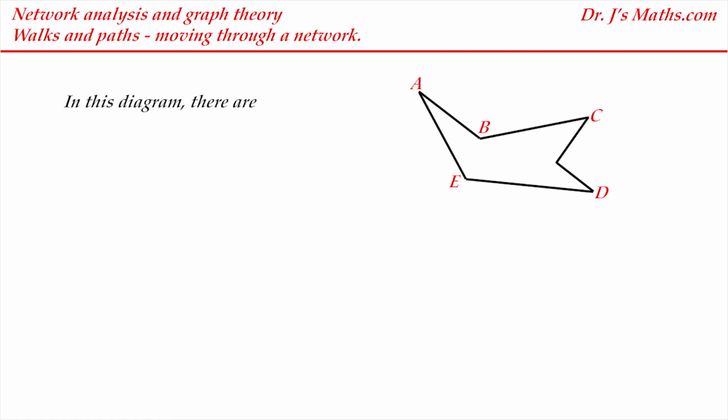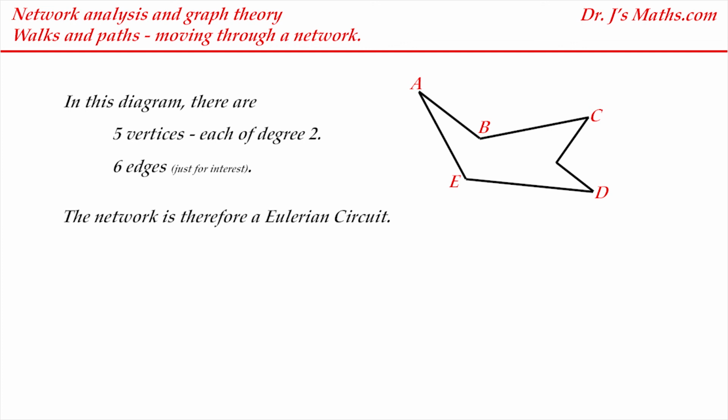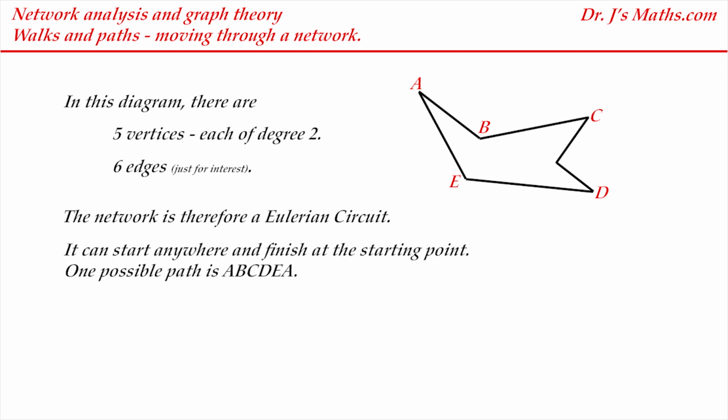In the second diagram, we have 5 vertices, each of degree 2, and for interest, we have 5 edges. The network is therefore an Eulerian circuit because each of the vertices has a degree of 2. The circuit can start anywhere and finish at the starting point. So one possible path is simply A, B, C, D, E, and then back to A.